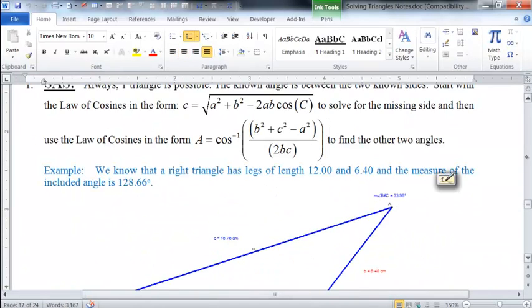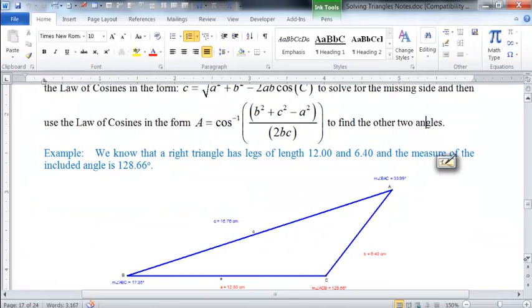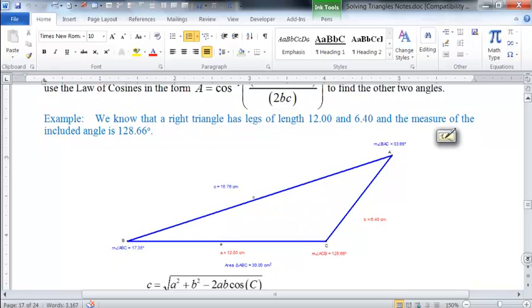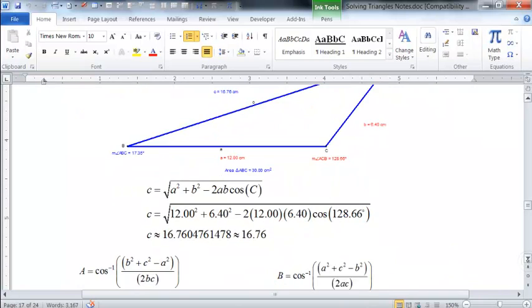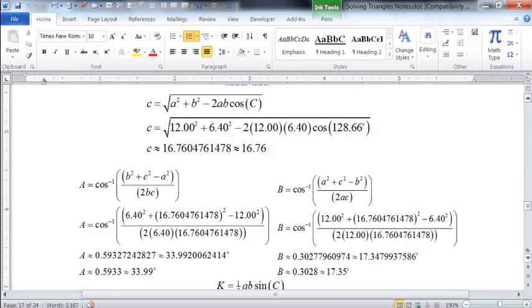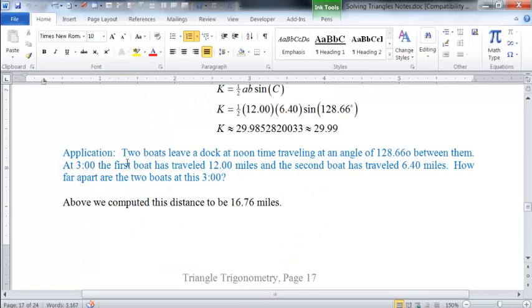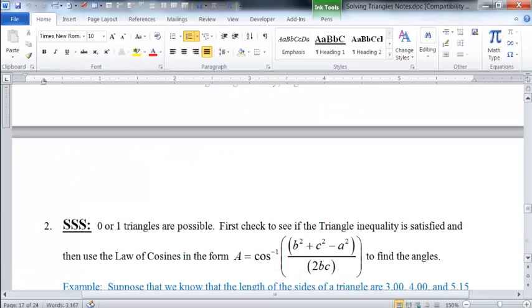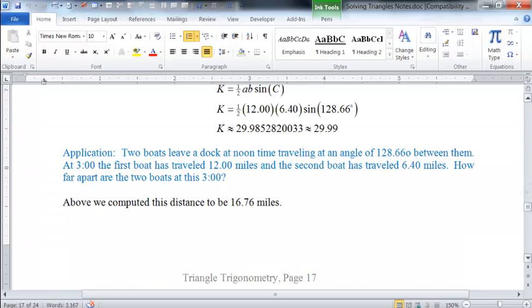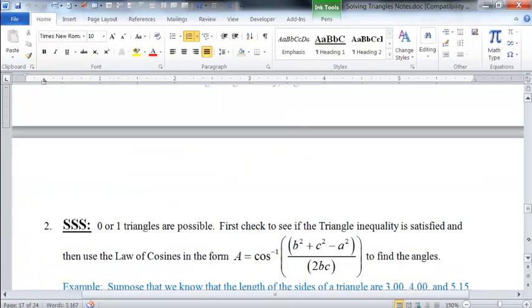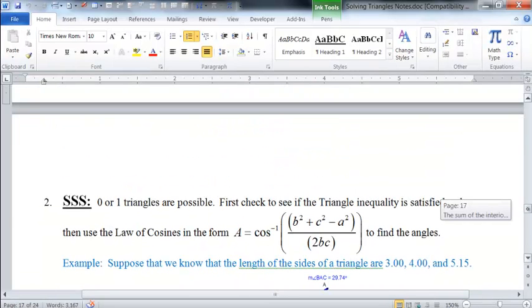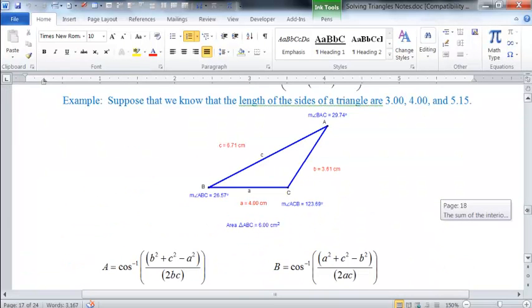So here's an example. It goes through all the different cases. Side-angle-side is here, and it gives you an example, and of course it shows you all the work. Then it gives you a real-world application that goes exactly with that particular example, and the answer to that real-world example. And it will have some practice problems underneath each one as well.